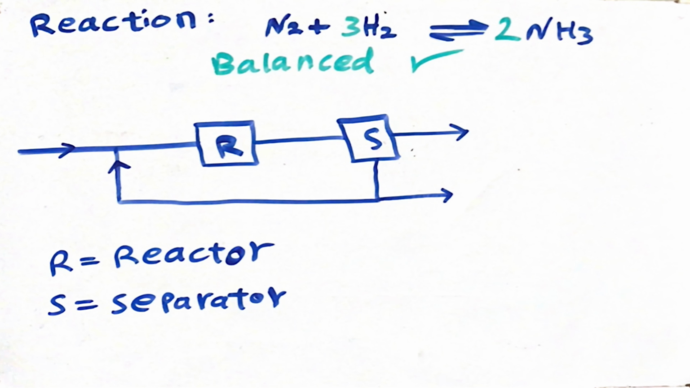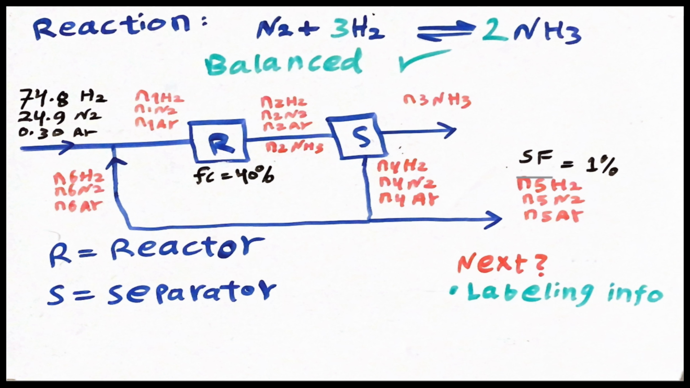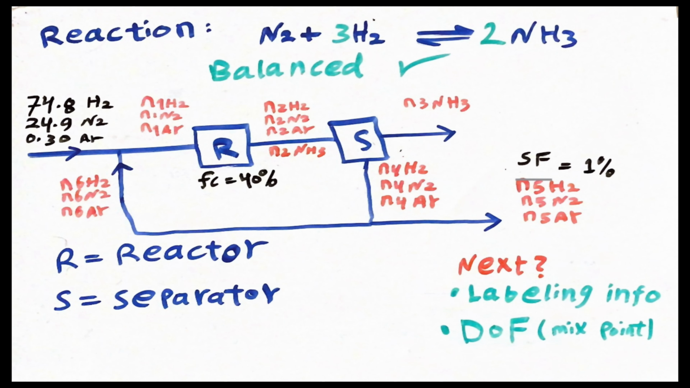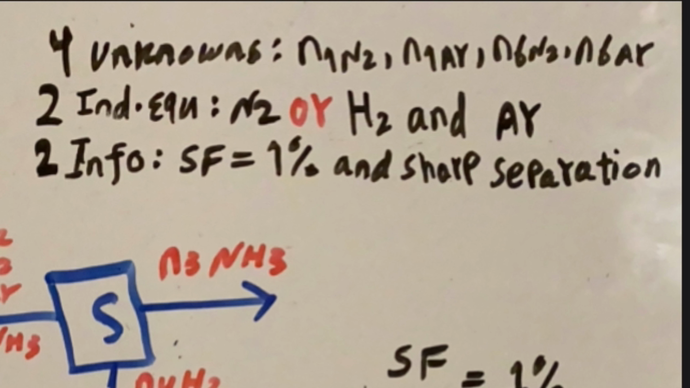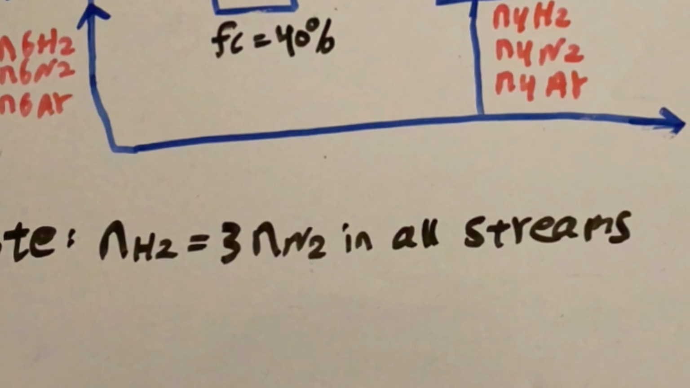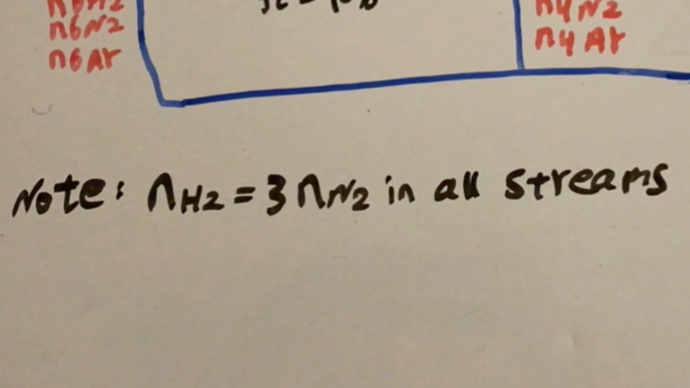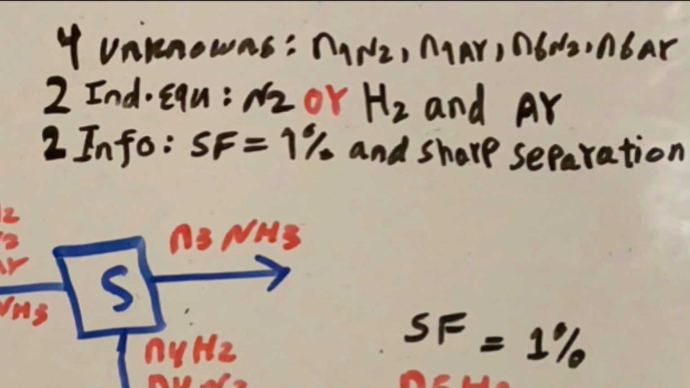And then, as in every material balance problem, we start with labeling all the information and then do the degrees of freedom analysis. Specifically around the mixing point, we have 4 unknowns: nitrogen and argon from stream 1 and nitrogen and argon from stream 6. We don't count hydrogen as an unknown because it is dependent on nitrogen. So we would choose nitrogen with argon or hydrogen with argon. It can't be both, hydrogen and nitrogen together.